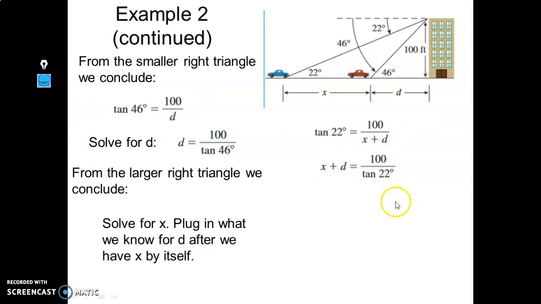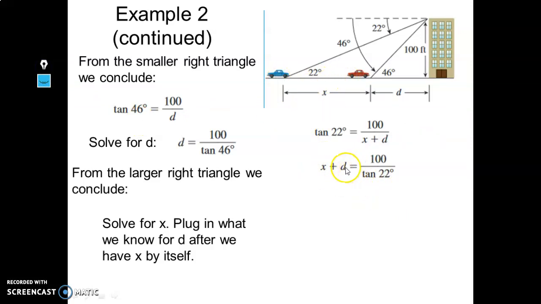Now if we want to just find x, which is what we're trying to find, the distance the car traveled, we need to get rid of the d here, so we're going to subtract it from both sides. But we already know what d is. We found that right here. So we can substitute what it is.